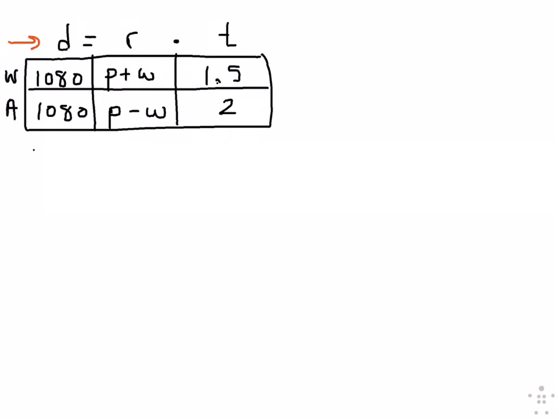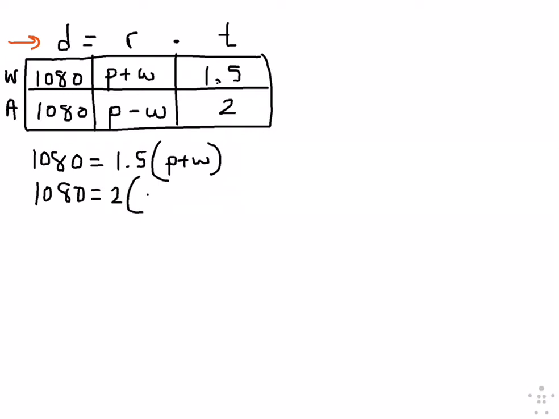So the first row is 1,080 equals P plus W times 1.5. So 1.5 times P plus W. And the second row is 1,080 equals 2 times P minus W, right? Or P minus W times 2. And the reason I could write it in any order is the commutative property, right?